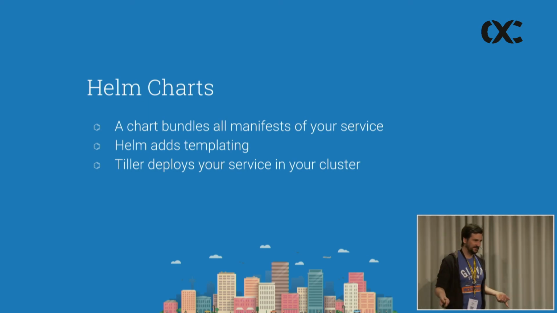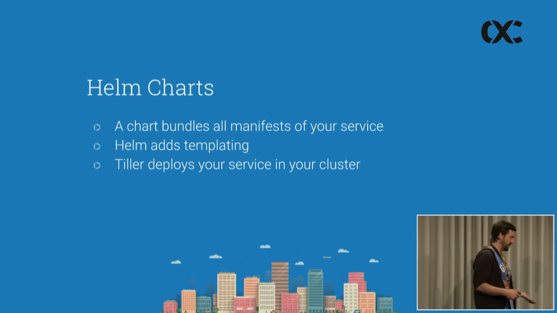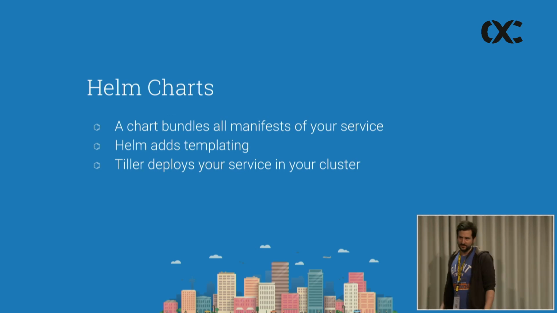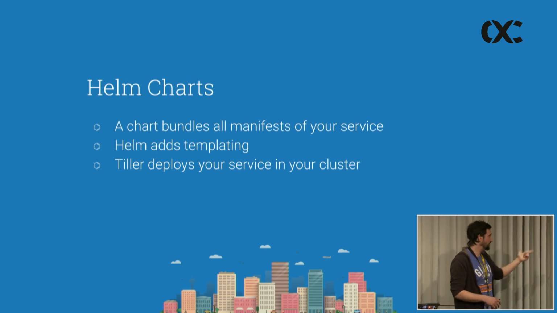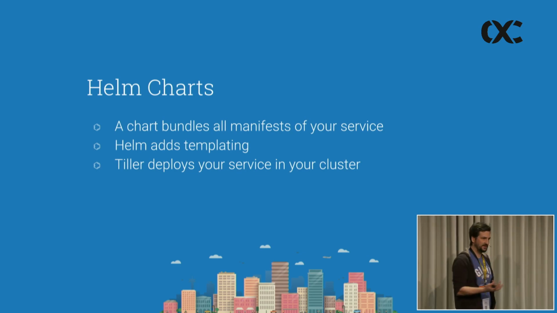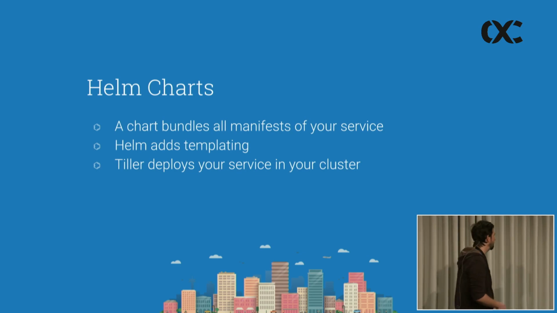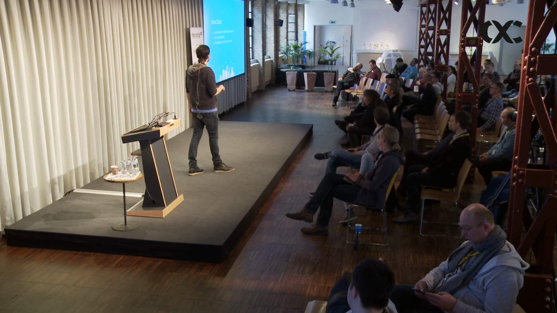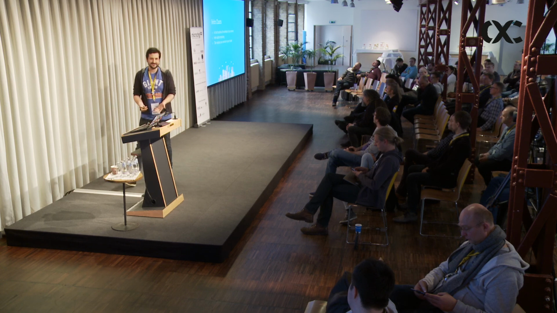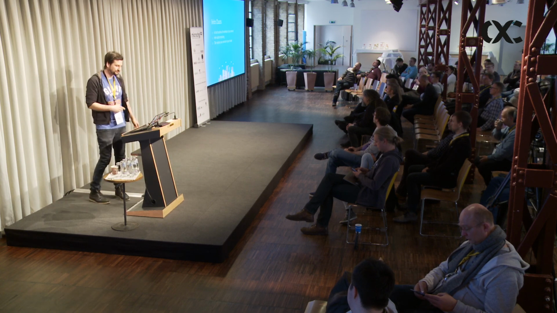And the nice thing is Helm adds the templating. So if you want to run the Helm chart in your test environment or in your production environment, you can use Helm to change the configuration within the manifest. You have some templating, and within the cluster you have a small daemon called Tiller that actually deploys or applies those manifests to the cluster.